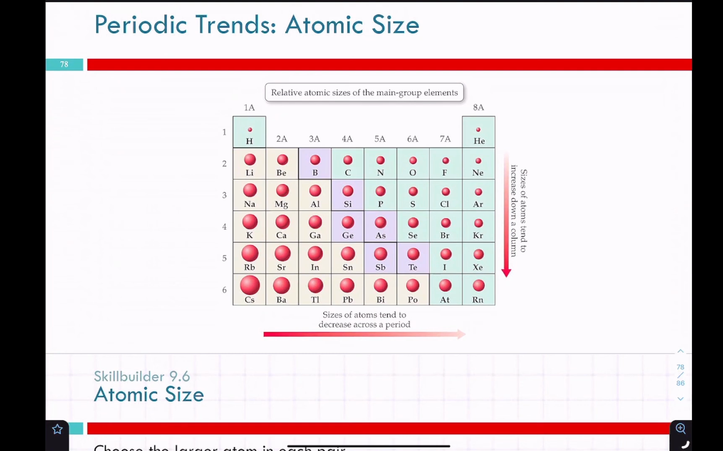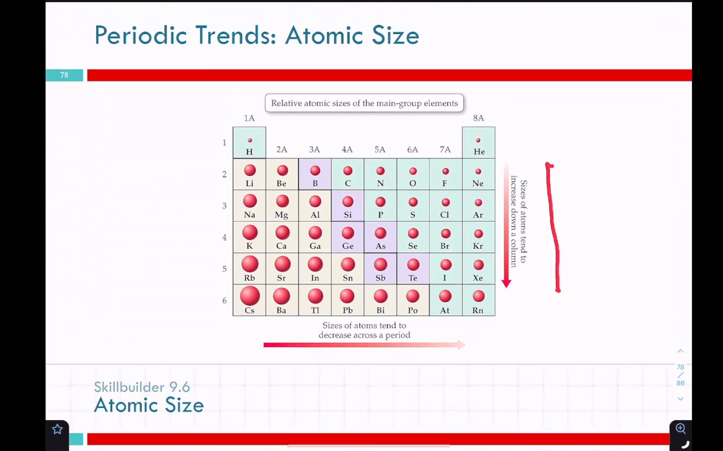Yeah, here we go. This is what I was looking for. So it tends to increase as you go down, decreases as you go to the right. And for me, the best way for remembering this was not remembering just like right gets smaller, down gets bigger. It was remembering that cesium is the biggest. So bottom left corner is biggest.